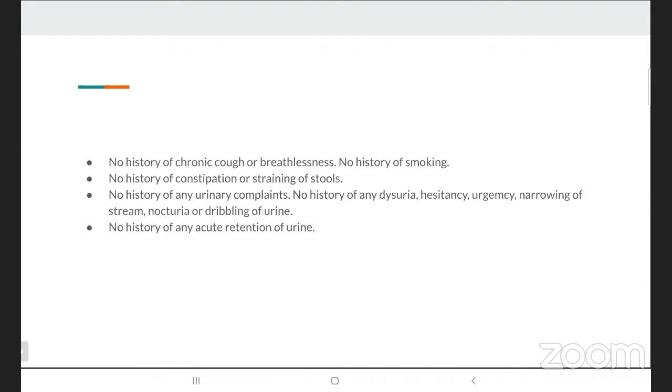No, it's not like that. What did you ask for this patient? He feels the need to pass urine, but he will not reach the toilet. He will pass urine before he reaches the toilet. That is the urgency you are going to talk about.